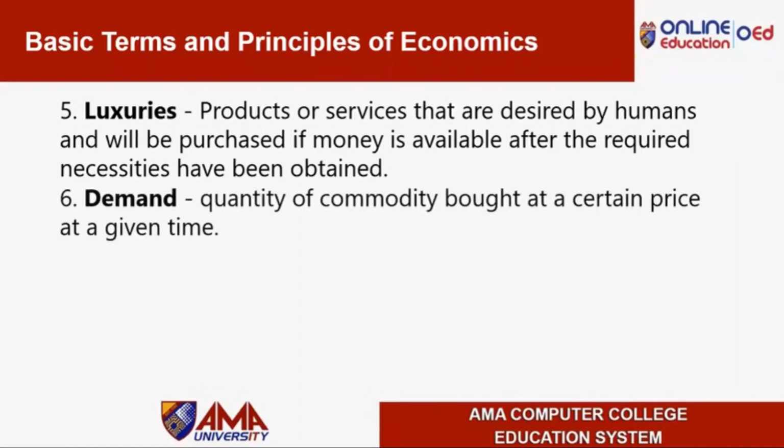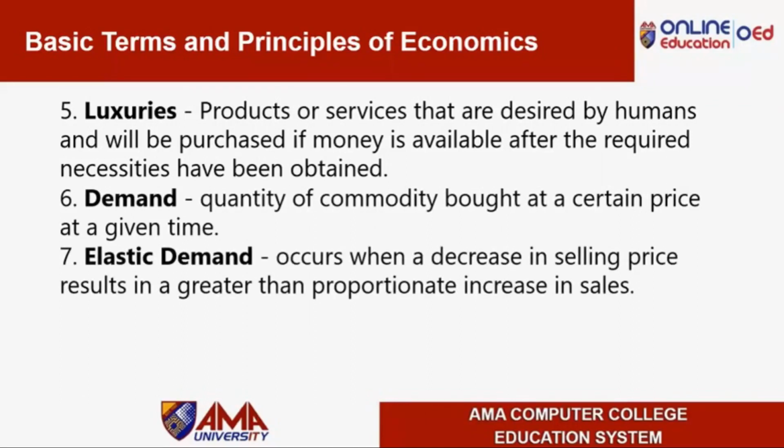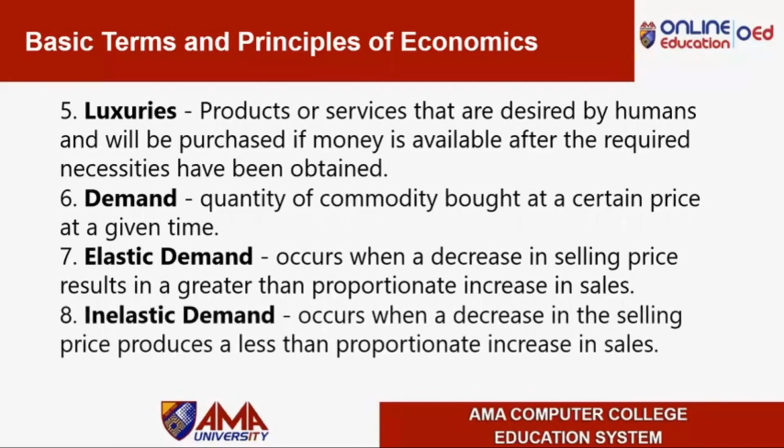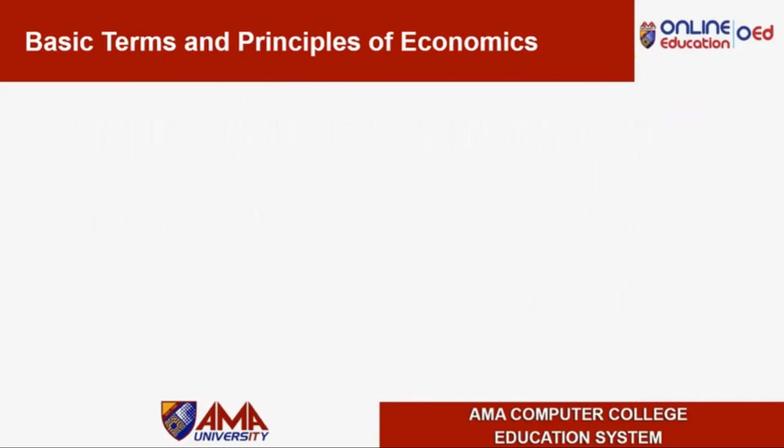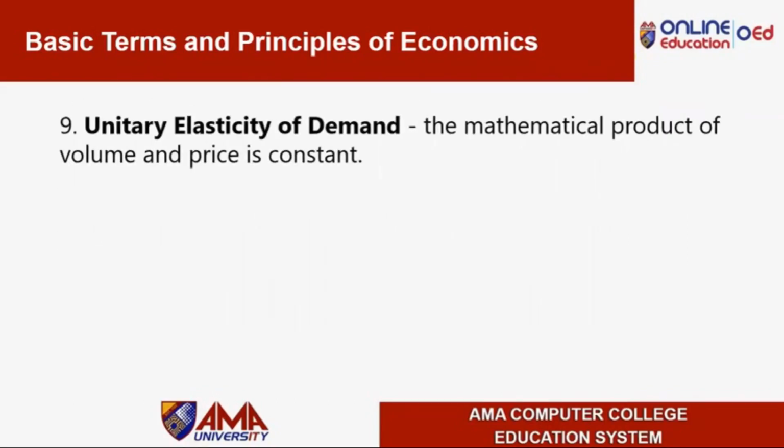Demand is the quantity of a commodity bought at a certain price at a given time. We have elastic demand, which occurs when a decrease in selling price results in a greater than proportionate increase in sales. Inelastic demand occurs when a decrease in the selling price produces a less than proportionate increase in sales. We have the unitary elasticity of demand, where the mathematical product of volume and price is constant.